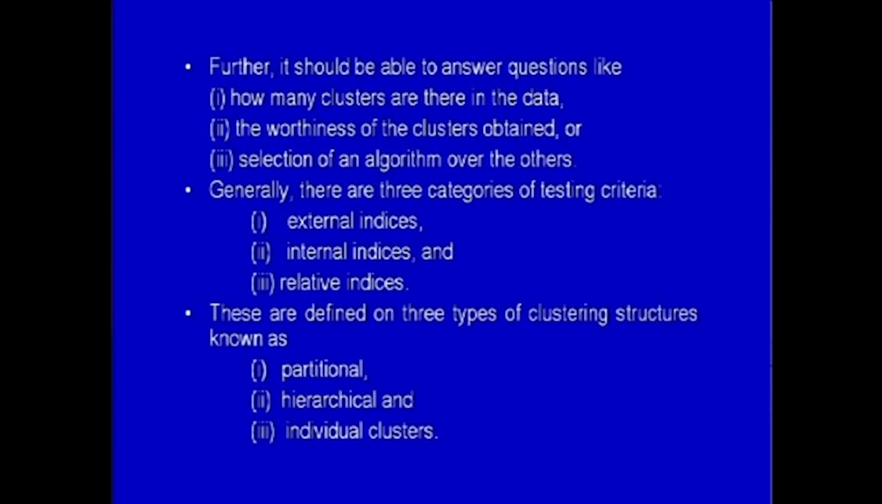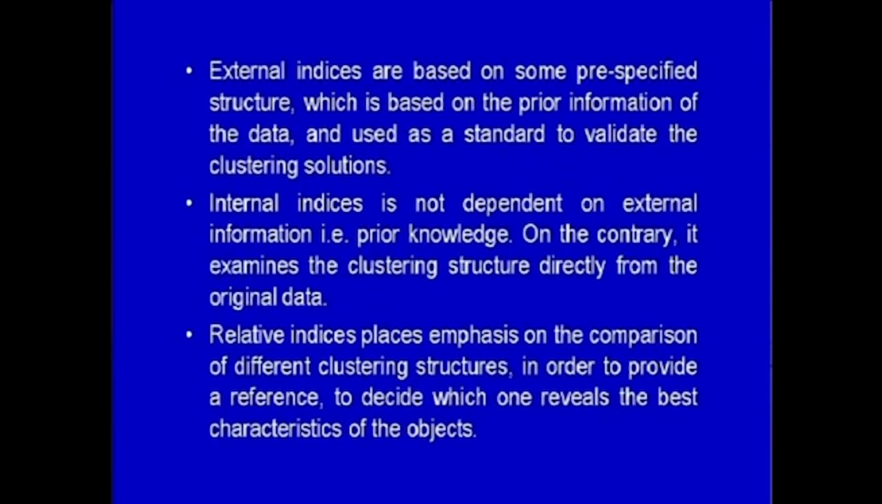Generally, there are three categories of testing criteria. These are external indices, internal indices, and relative indices. These are defined on three types of clustering structures known as partitional, hierarchical, and individual clusters. External indices are based on some pre-specified structure, which is based on the prior information of the data and used as a standard to validate the clustering solutions.